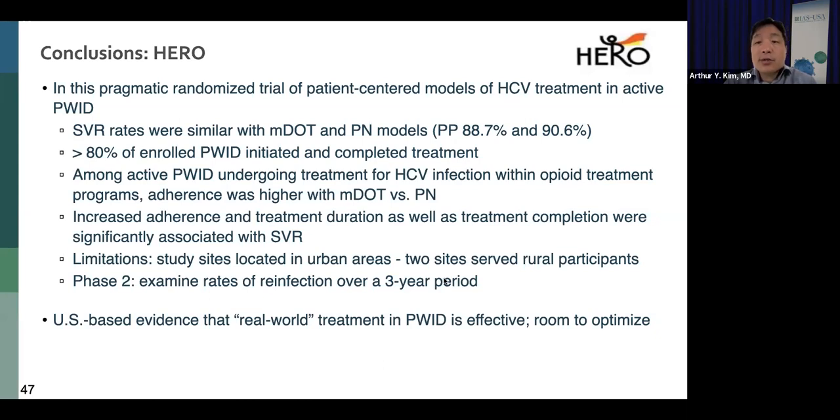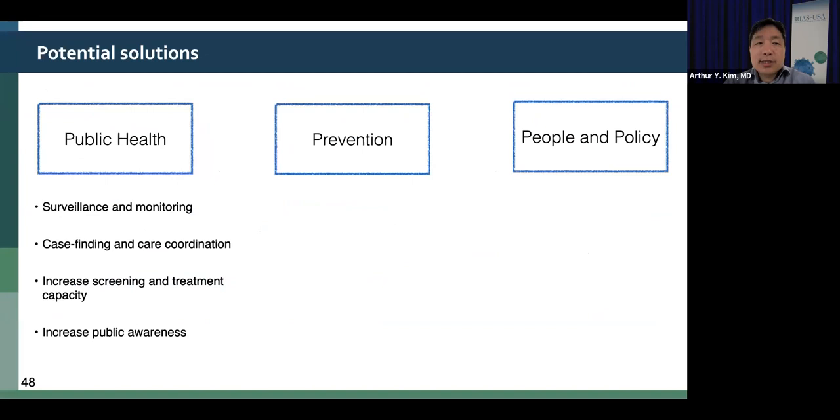And that increased adherence was associated with an SVR. So we do believe that what we do for adherence counseling remains important for this population. And we'll look at reinfection rates in the future. So this is US-based evidence in really the highest risk individuals who are not necessarily very engaged in care, and in many of these jurisdictions really had no access to hepatitis C treatment.